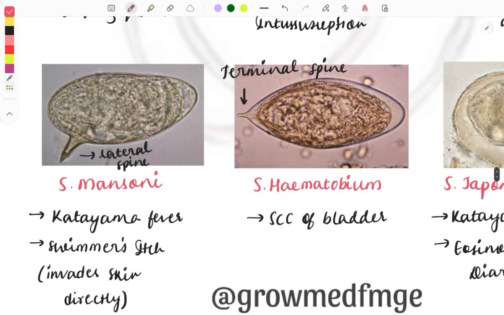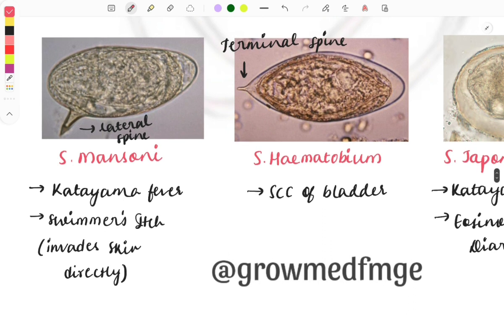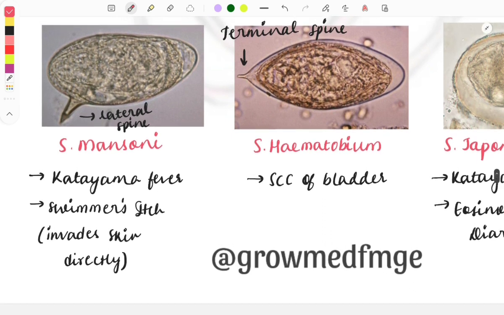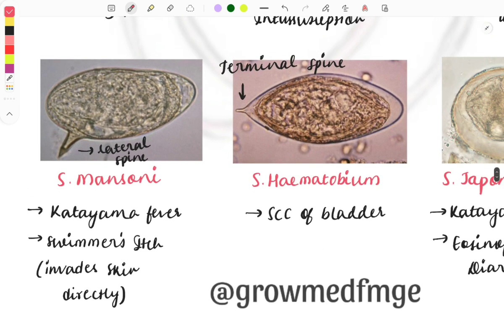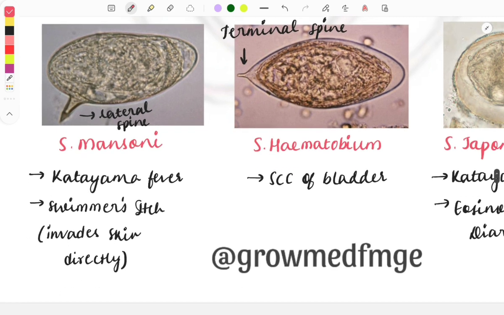Then moving on to schistosomiasis. There are 3 types of eggs and 3 different species. So first one, Schistosoma mansoni. It will be having a lateral spine. So in an image based question, to identify it as mansoni you need to look at the spine. So this will be laterally present. Then it will cause Katayama fever and swimmer's itch. So it invades skin directly.